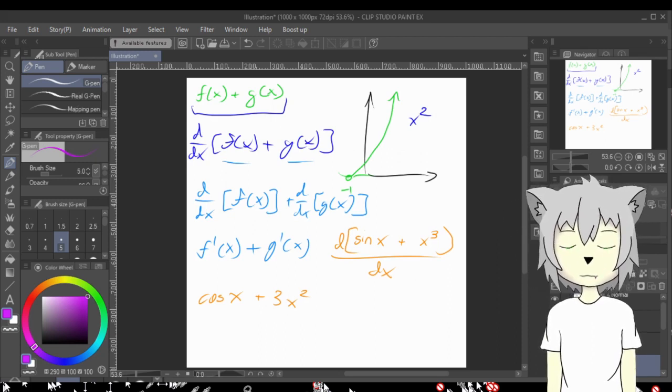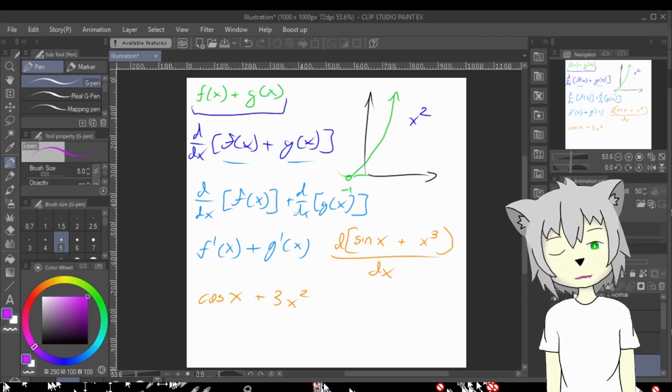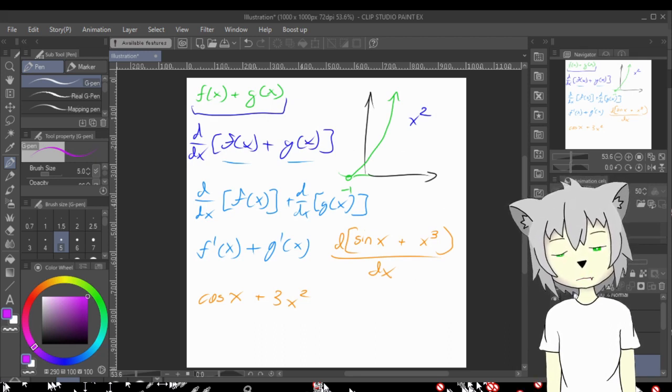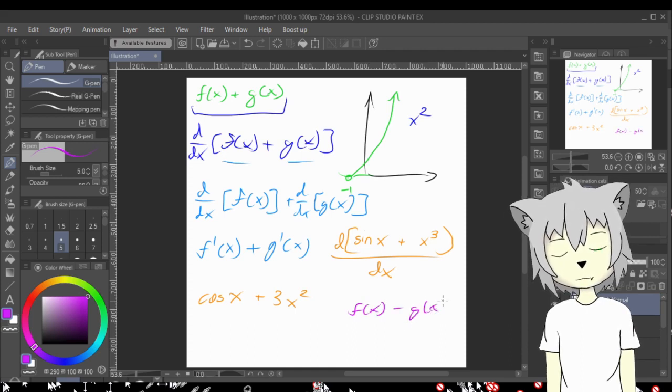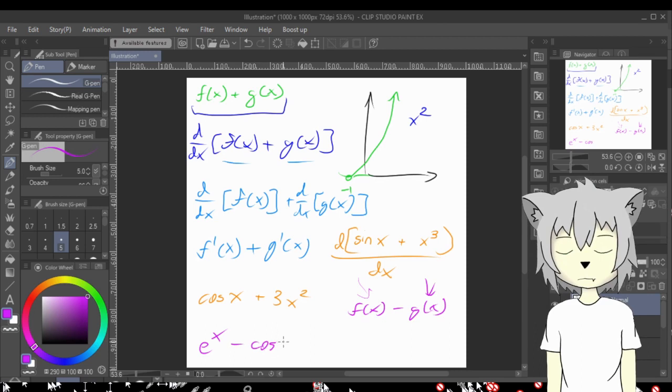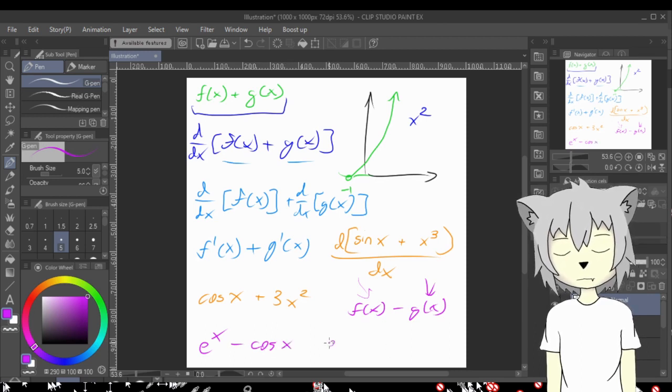And there are a few other rules of derivatives, but like for addition and subtraction, if instead you had f of x minus g of x, it's basically the same thing. You just find the derivative of these and just subtract them. So if it was something like e to the x minus cosine of x, then we get e to the x plus sine of x, basically.